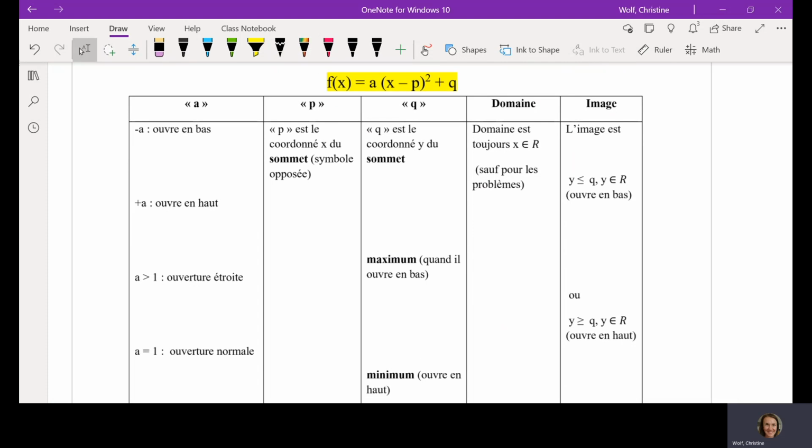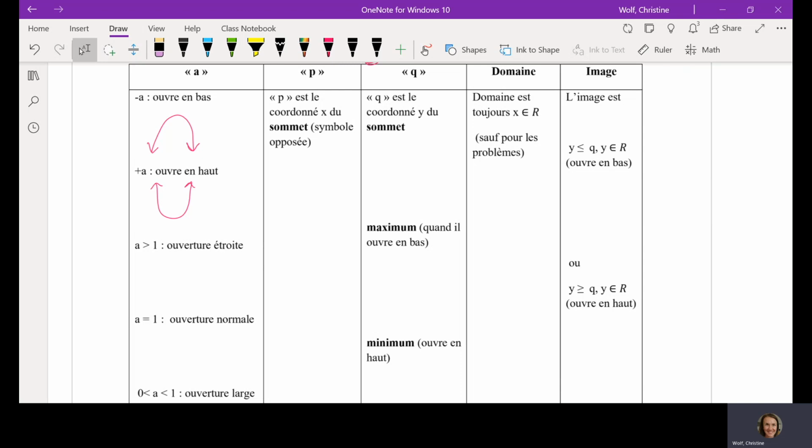OK. So, premièrement, on va parler à propos A. OK? So, A, c'est le nombre ici, avant la parenthèse. Si A est négatif, so si la valeur là est négative, le parabole va ouvrir en bas. It'll be upside down. Si le A au début est positif, on sait que c'est un parabole qui ouvre en haut. Easy peasy. OK? Si la valeur de A, so the actual digit for A, si c'est plus grand que 1, OK, ça va être une ouverture étroite. Et en anglais, étroite veut dire narrow.